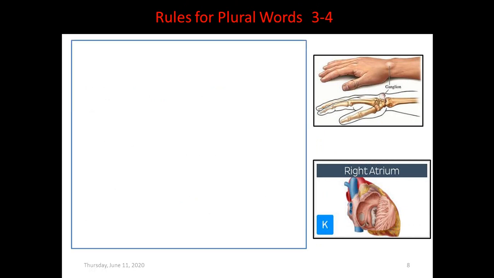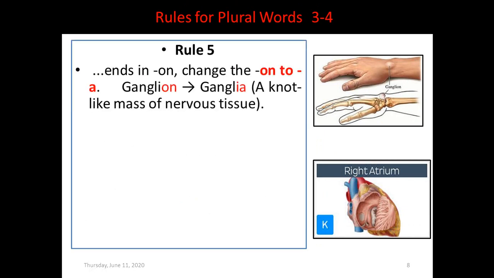And also we have rule number 5. When the word ends in on, it will be changed from on to a. Like ganglion, it will be changed to ganglia, which is a knot-like mass of the nervous tissue. So this is a ganglia. It is a knot-like mass in the nervous tissue. If it is one, it is ganglion. But if it is multiple, we call it ganglia.